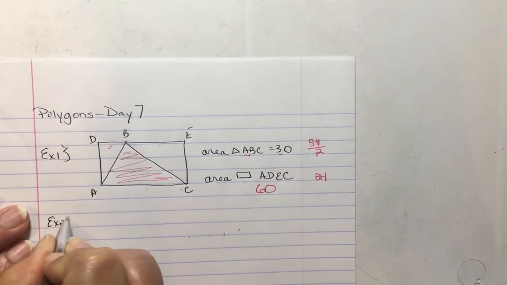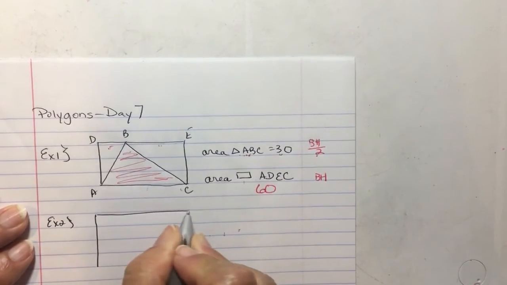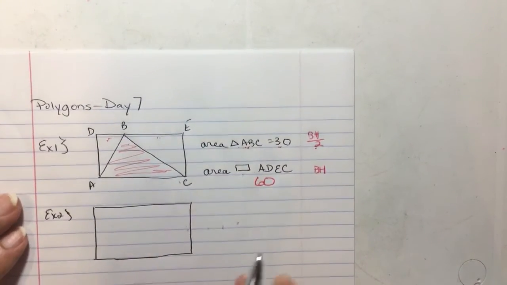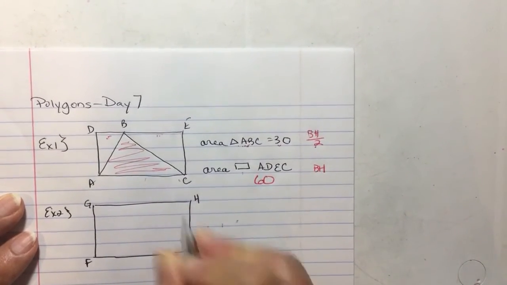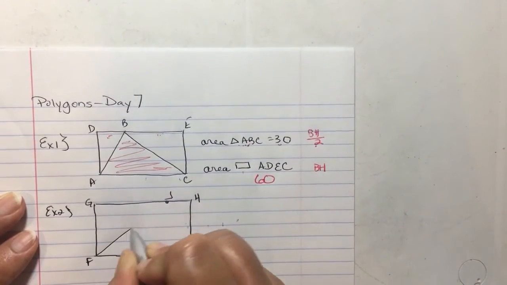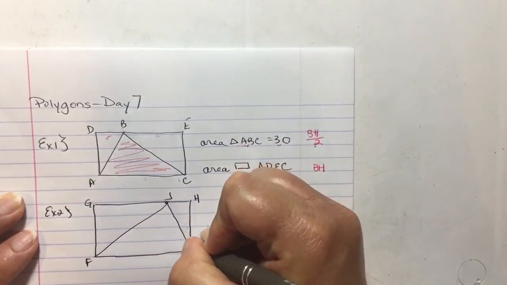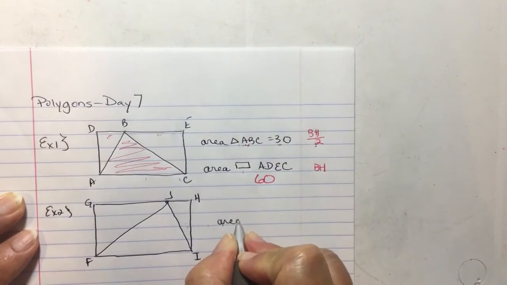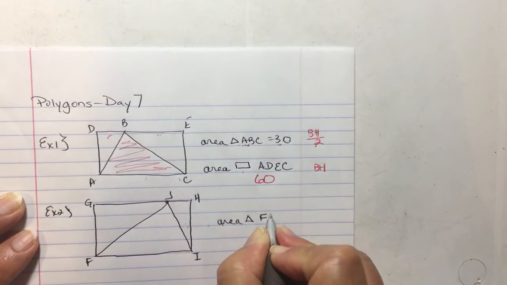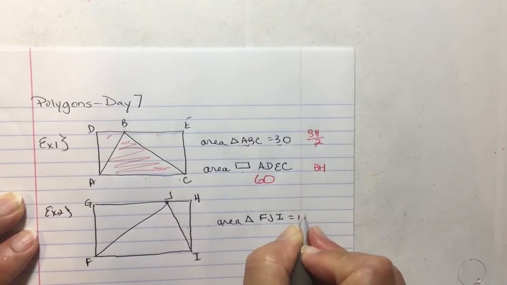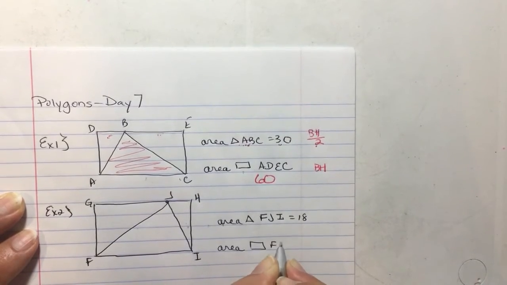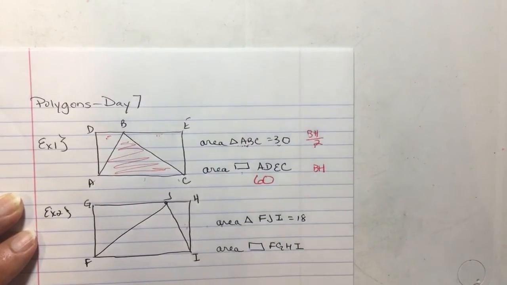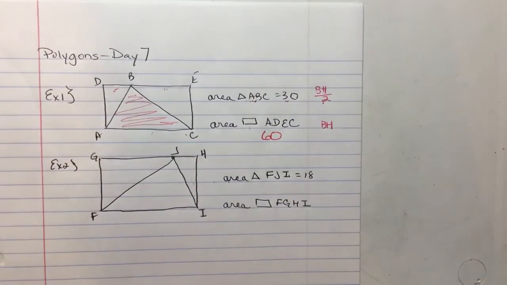Try example 2. Let's do kind of the same idea. This time let's make this F, G, H, and I. And then we'll put J kind of skewed over here to the right. The area of triangle FJI is 18. Calculate the area of rectangle FGHI. Go ahead and pause the video if I've gone too fast and you need to get caught up.